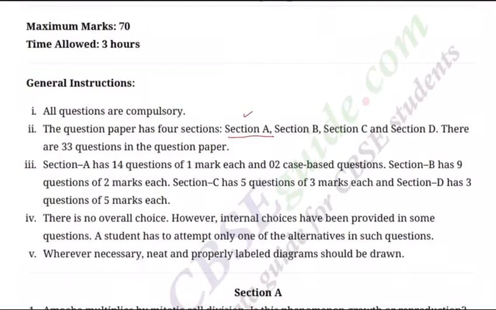And Section B, of course, is 2 mark questions. The number of questions has been increased to 9, so 9 into 2, 18. Section C has 3 mark questions, 5 into 3, 15. And Section D has 3 questions of 5 marks, long answer type questions, 15 marks. So totally 70 marks.